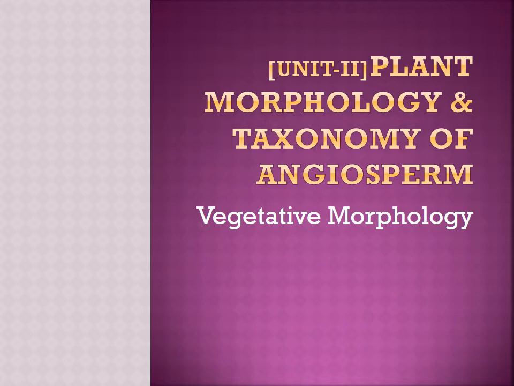Study well. In the previous class we discussed many things: algae, bryophyte, pteridophyte, gymnosperm, angiosperm. Now we are going to see about plant morphology and taxonomy of angiosperm. Angiosperm we know already. Angiosperm is a flowering plant. In this lesson we discuss only angiosperm plants as a morphology.